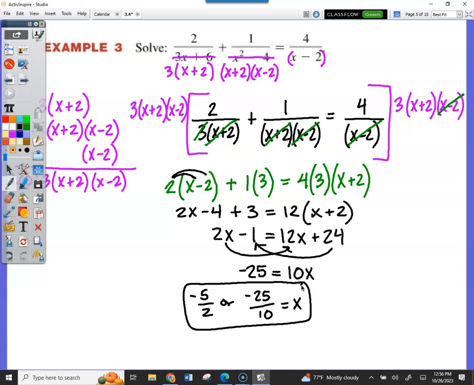So, two types of rational equations, and that's where you either solve by multiplying by the LCD, or you solve by cross-multiplying the two fractions. Okay? You need to know both.